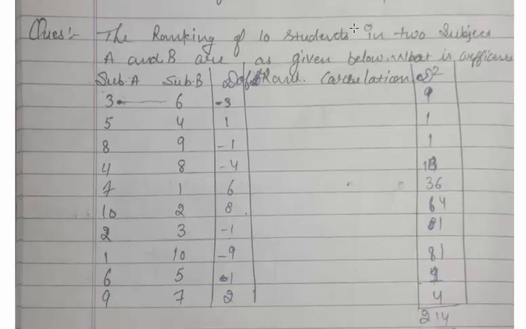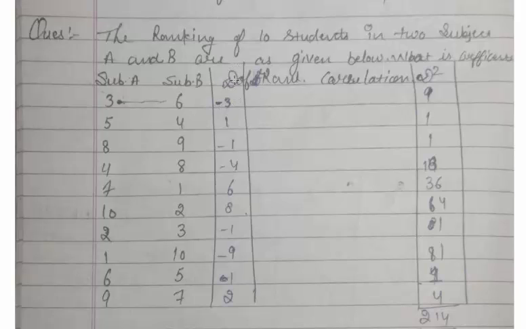The ranking of 10 students in two subjects A and B are as given below. What is the coefficient of rank correlation? The ranking for the two subjects A and B are given as follows. Subject A ranks are 3, 5, 8, 4, 7, 10, 2, 1, 6 and 9. And for subject B, ranking is given as 6, 4, 9, 8, 1, 2, 3, 10, 5 and 7.